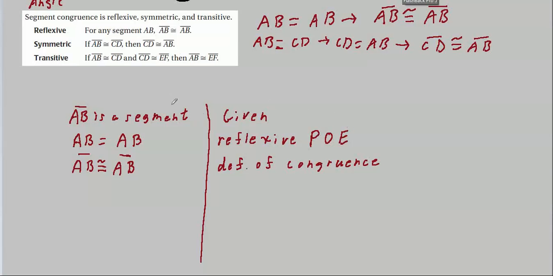And the important part here is the format. It's called a two-column proof because we've got a column of statements here and then a column of justifications right next to it. It's a two-column proof. The most important thing is following the logic.